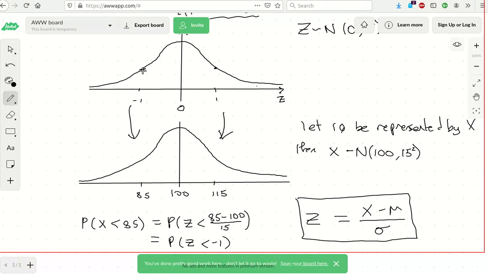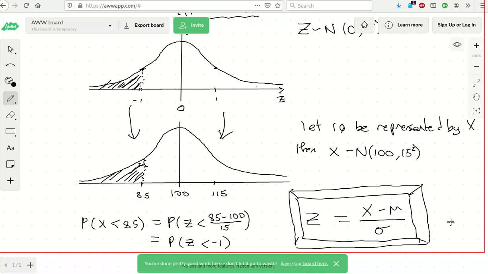Because for both these problems, what we're really saying is the probability that somebody has an IQ under 85 is exactly the same probability that you are under one standard deviation below the mean. It's exactly the same thing, because all this formula here, which is a magical formula, does is a function transformation which relates any normal distribution to the standard normal distribution. It's ever such a clever formula.